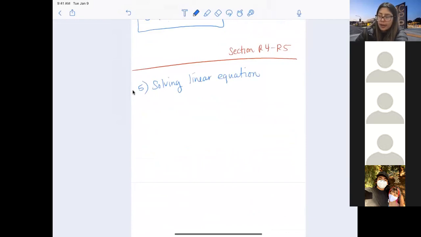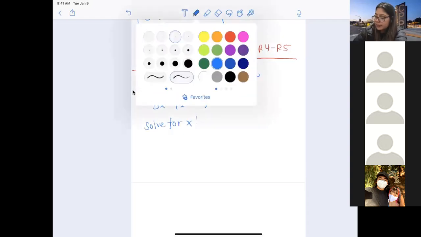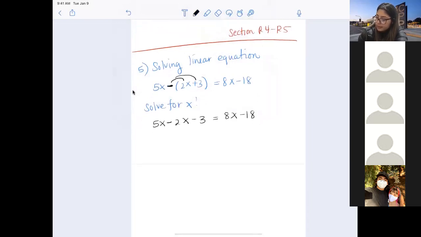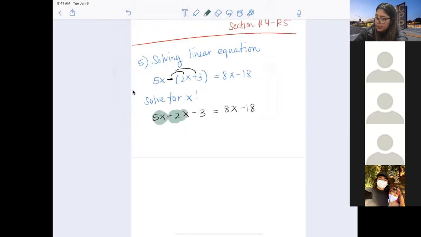If I ask you to solve 5x minus parentheses 2x plus 3 equals 8x minus 18 for x, that means I have to combine like terms. You first distribute the negative. You have 5x minus 2x minus 3 equals 8x minus 18. Now I have an x here and an x here that I have to combine. 5x minus 2x, I get 3x minus 3 equals 8x minus 18.